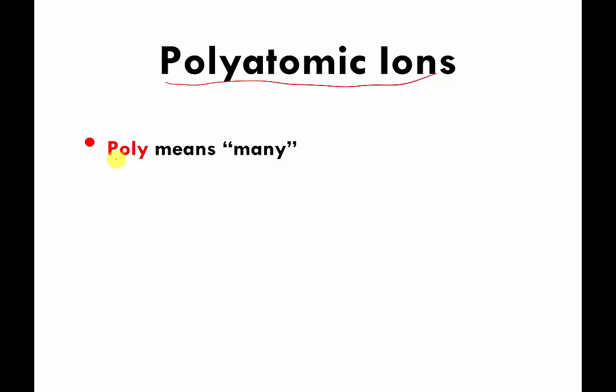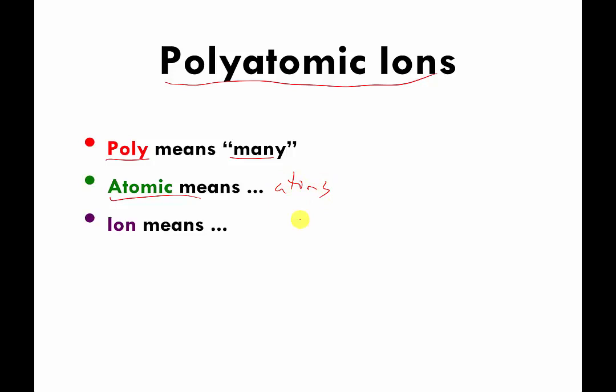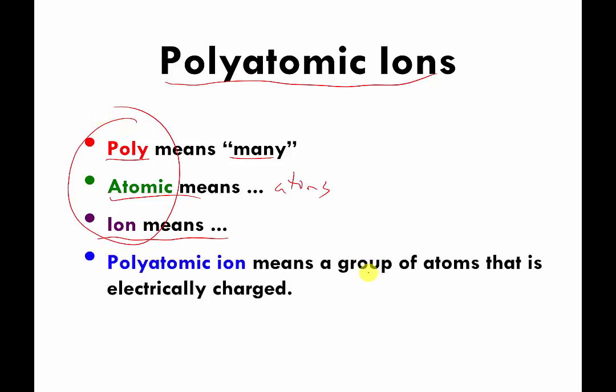So I want to break the word polyatomic apart for you so that it's maybe a little less mysterious. The prefix poly means many. Atomic means related to atoms. And ion, you should probably know what that means. That's an atom or a group of atoms that has an electrical charge. Polyatomic ion just means a group of atoms that has an electrical charge.